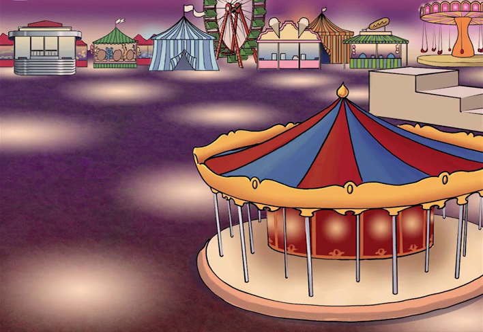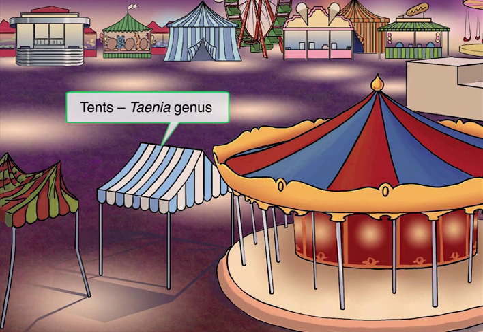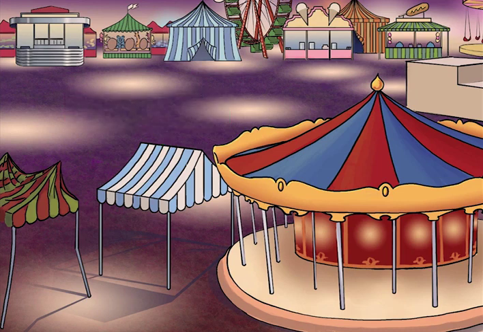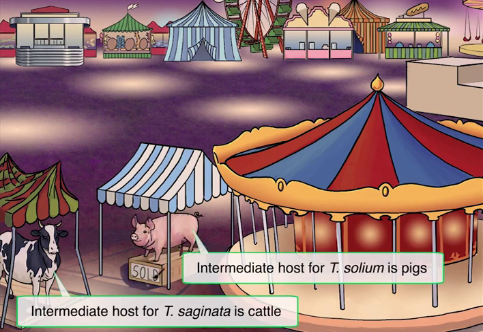The first cestodes I want to talk about is the Taenia genus, as in Taenia solium and Taenia saginata, which will be illustrated under these tents. Now, eating cysts or larvae of these parasites in undercooked meat will lead to taeniasis, which leads to GI problems. So now what type of meats are generally the culprits? Well, the intermediate for saginata is cattle, which will draw under this tent, and the intermediate for solium is a pig, which will draw under the other tent.